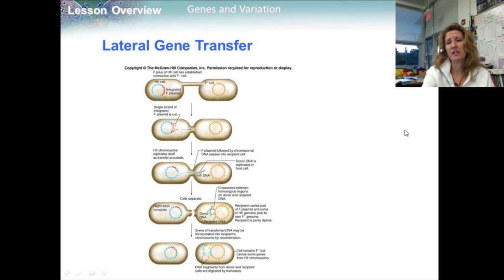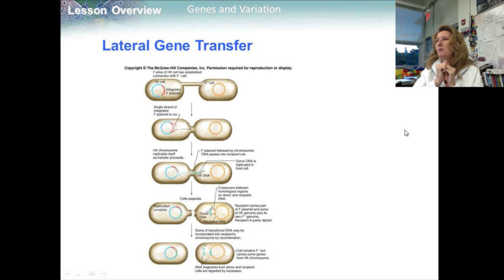Lateral gene transfer, I should say, occurs when organisms pass genes from one individual to another that is not its offspring. This can occur between organisms of the same species or organisms of different species. Lateral gene transfer can increase genetic variation in the species that picks up the new genes.